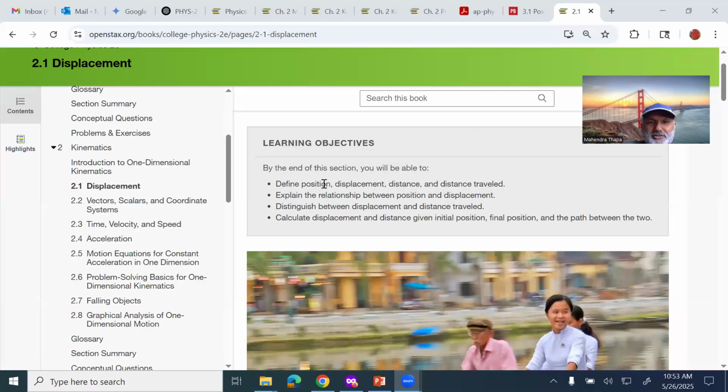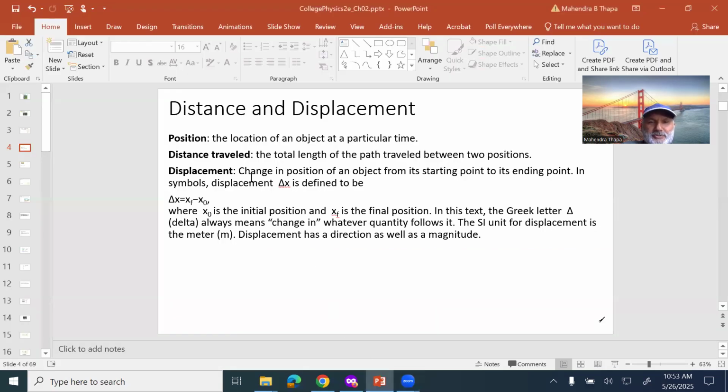Let's talk about position, displacement, distance covered, and the relations. Position is the location of an object at a particular time. Distance covered is the total length of the path traveled between two points, two positions. And displacement is the change in position of an object from its starting point to its ending point.